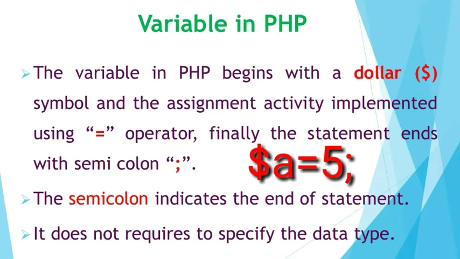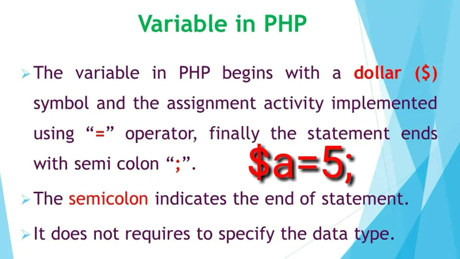The main advantage of PHP variable declaration is it does not require you to specify the data type keyword separately, such as int, char, float, double or string. You don't need to mention data type separately, okay? In C, C++, Python languages, you have to mention the data type for that variable. But in this PHP scripting language, you no need to mention the data type. That is the main advantage of PHP variable declaration.